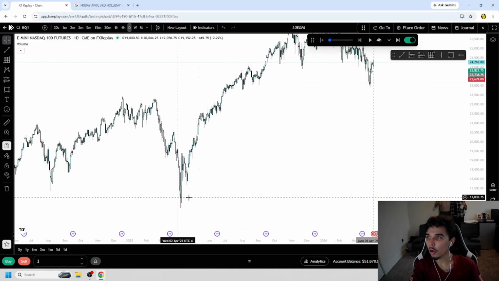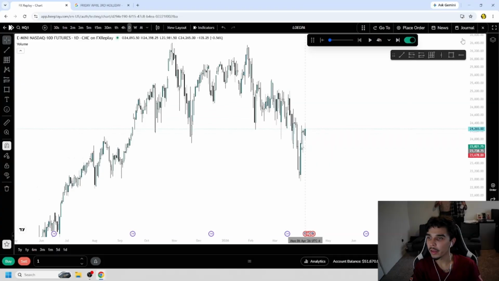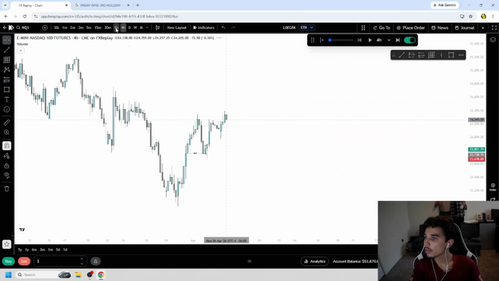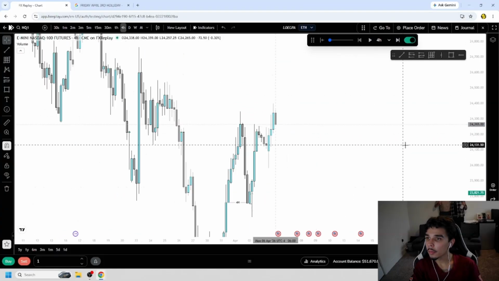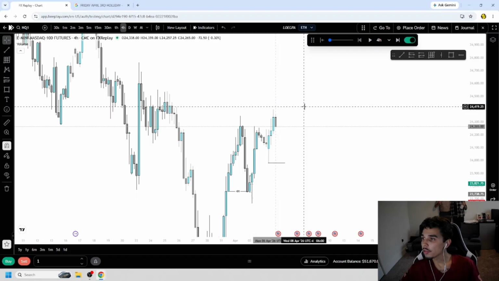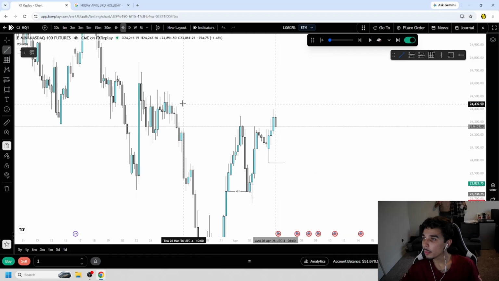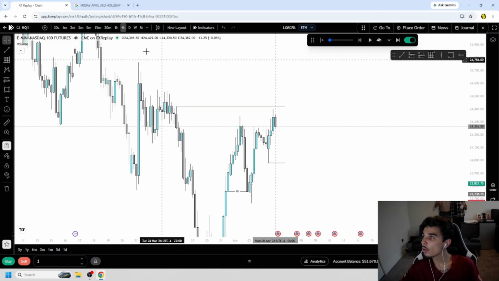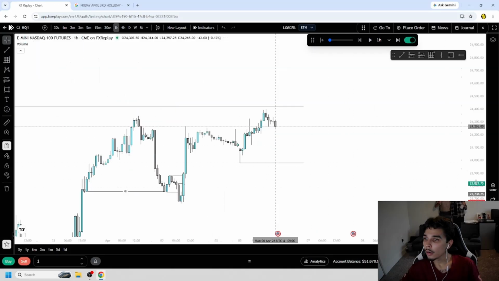Someone short or long this and had like 100 bands off of 1 micro. That shit was crazy. Anyways, or 1 mini. 4 hour. We have this 4 hour intermediate low that we could potentially target, but I'm going to be leaning a little bit more bullish because of all this LR on the 4 hour.